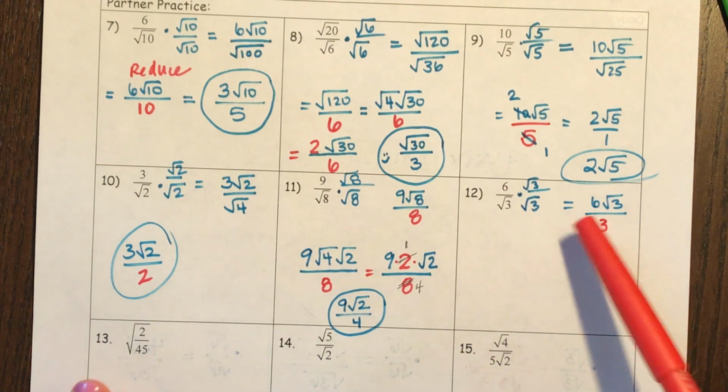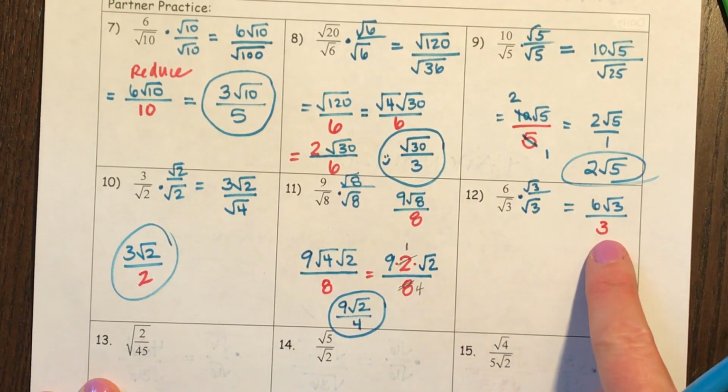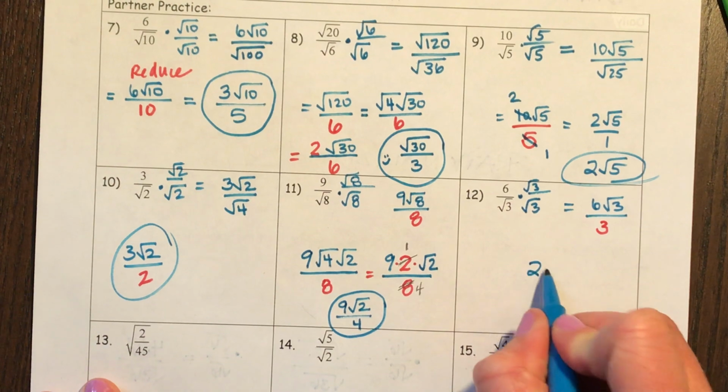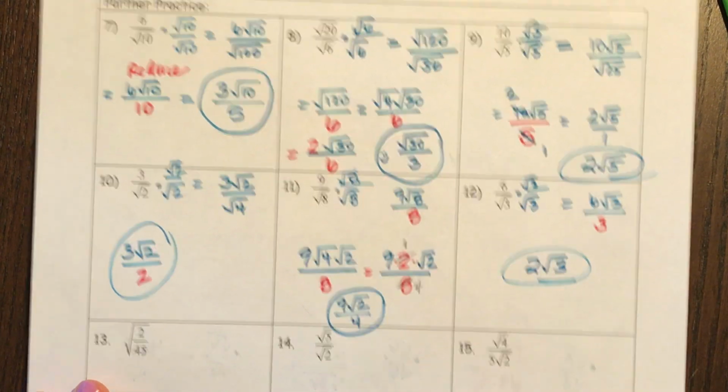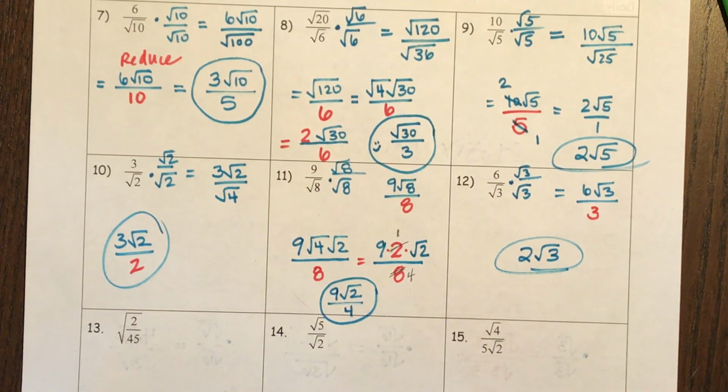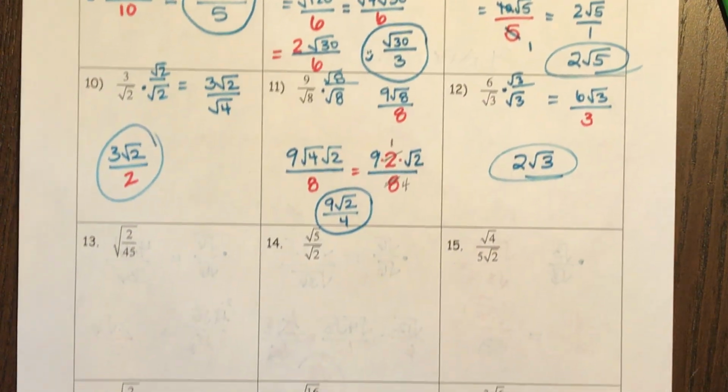6 can divide by 3. These are both outside of the radical. 6 can divide by 3. That's 2, or 2 square roots of 3. You could write it over 1, but it's unnecessary. You don't need to do that.